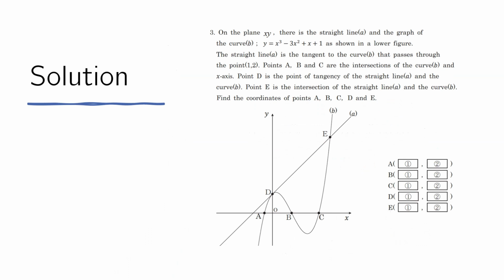Just from the drawing and from the problem, we immediately see some answers for some of the blanks. For example, here we have A, B, and C, which are the intersections with the x-axis, and therefore their y component must be 0. So we can just write 0, 0, 0 here. That's the y coordinates. It's on the x-axis.